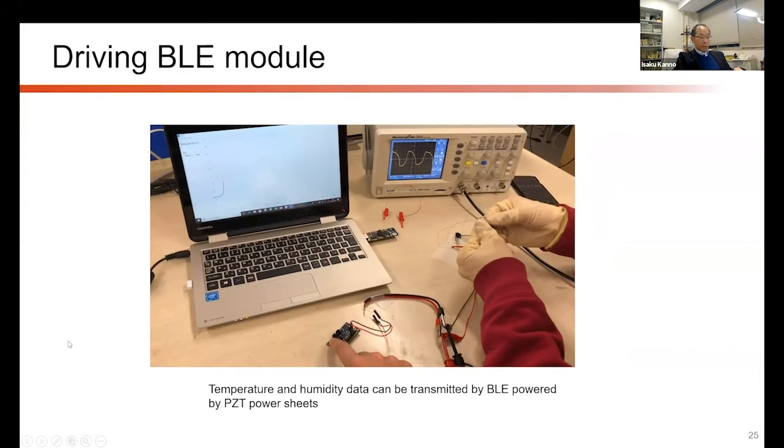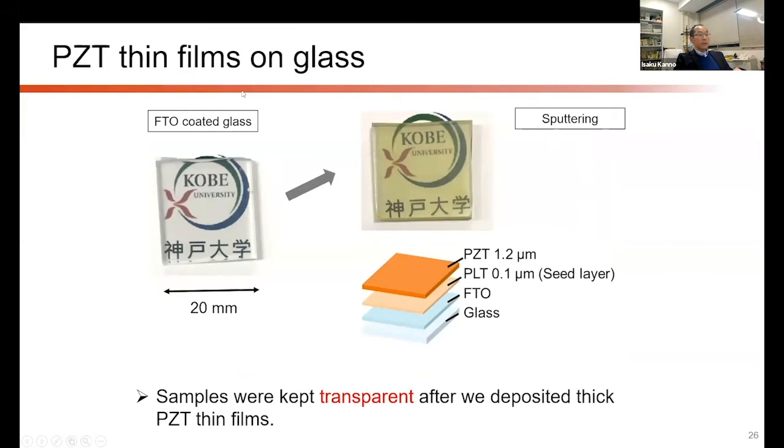So the next thing is the PZT thin films we try to prepare on glass. We used transparent electrode coated glass. Then we prepare the PZT thin films by sputtering. Of course we use a seed layer, so we can get pyrochlore-free PZT thin films on the glass substrate.